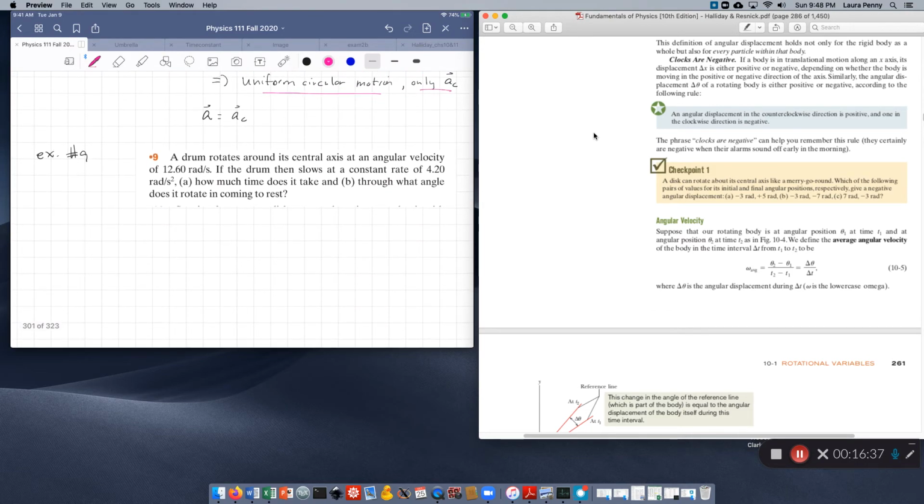All right, let me do number 9 real quick, and that'll be the end of this video, and then I'll come back and do another example. So number 9 says that I have a drum that rotates around a central axis at an angular velocity of 12.60 radians per second. If the drum then slows at a constant rate of 4.2 radians per second squared. All right, so it says the words even, which is great. It says angular velocity of 12.60 radians per second. So this is an omega.